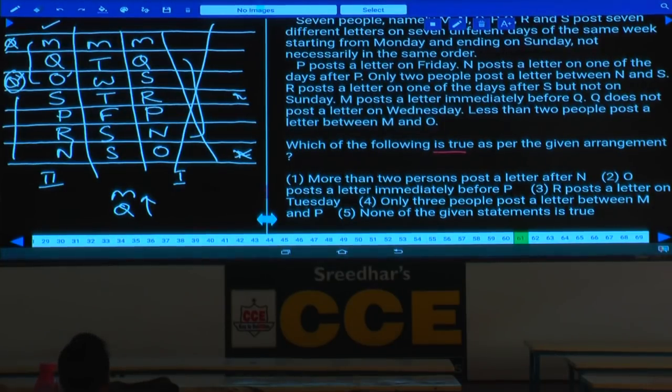Only 3 people post a letter between M and P. Between M and P, how many persons are there? There are exactly 3 people, Q, O and S. Hence, choice 4 is definitely true.